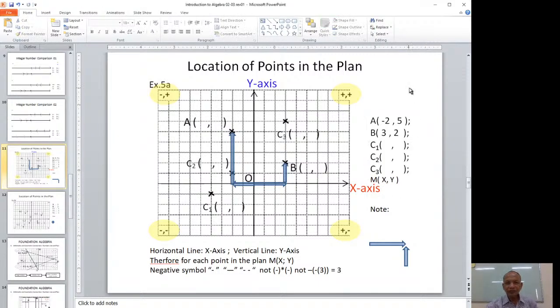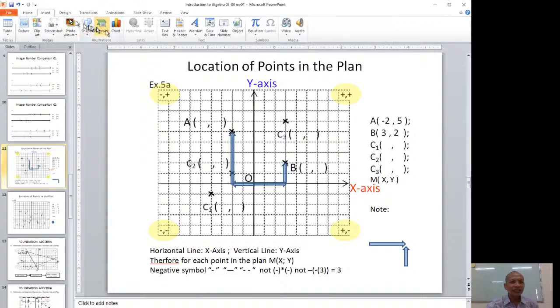So here is the representation, and please remember this one, as I told you also in the previous session. Plus here means the region here. The region here is a shape.